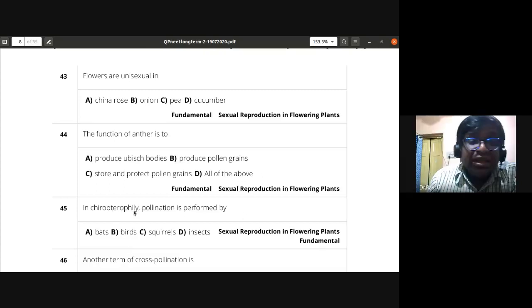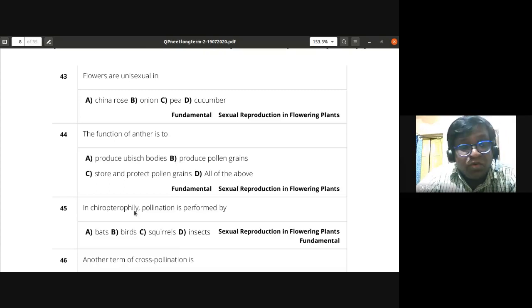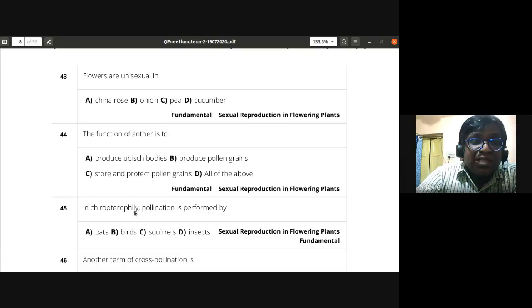In Chiropterophily, order Chiroptera, bats are placed. So in Chiropterophily, pollination is performed by bats. So A is the answer. 45th, A is the answer. If birds perform pollination, we call it ornithophily. Squirrels, if they bring about pollination, we call it zoophily. If insects bring pollination, we call it entomophily. So the answer for 45th, chiropterophily, A, bats, because bats are placed under the order Chiroptera.